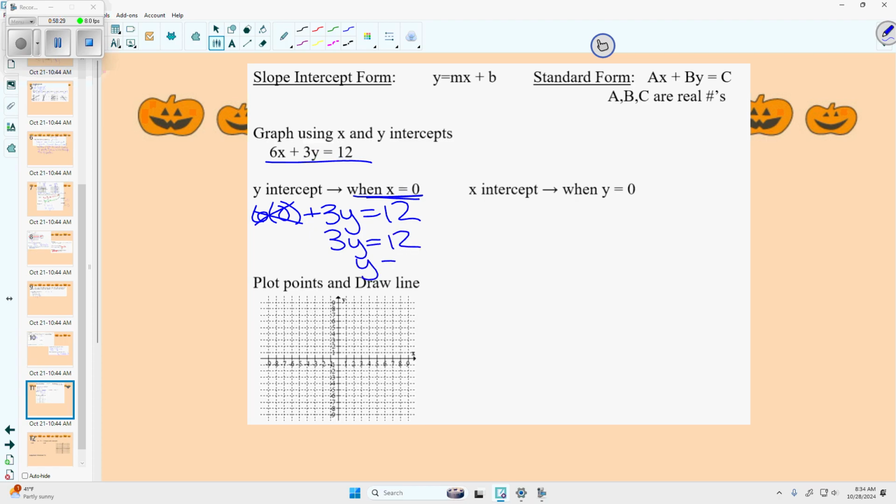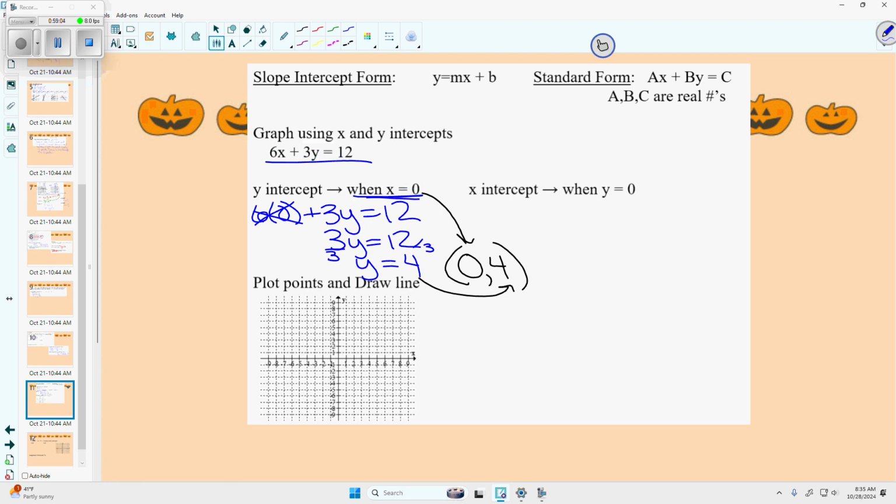What's y? Dividing by 3, 12 divided by 3. So that's a number, but remember these are always points. The point is what you plugged in for x, which was 0, and what you got back for y, which is 4. So your y-intercept is when you plug 0 in for x. Your x-intercept is when you plug 0 in for y.